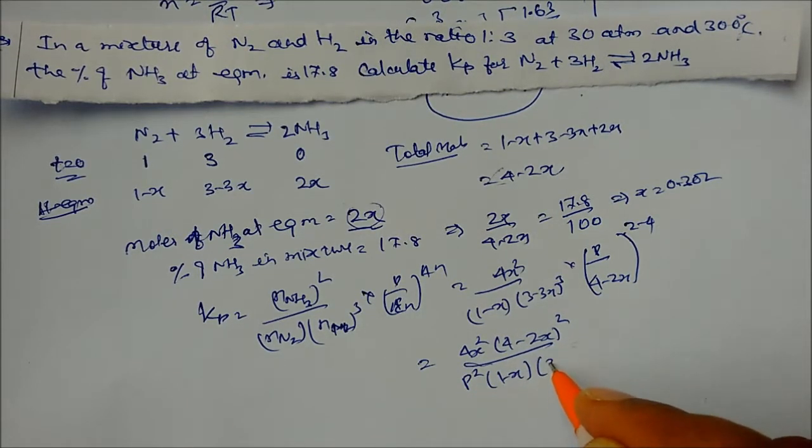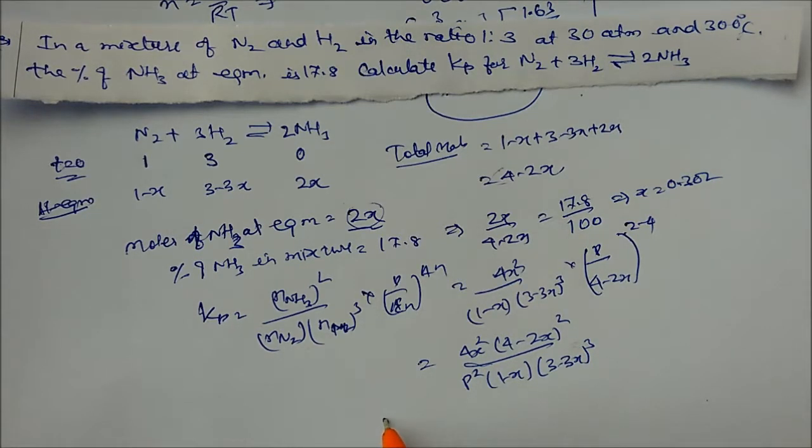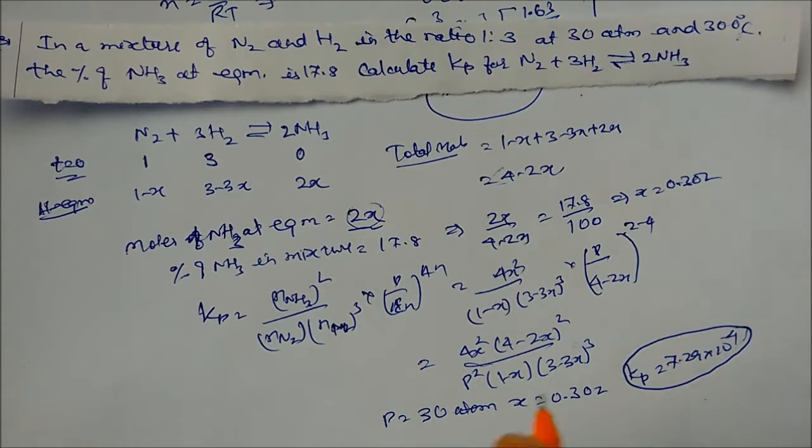Already I have calculated, so I am doing this fast, but if you solve it you will get the same value. So P will be your 30 atm and x will be 0.302. So the Kp value will be 7.29 into 10 to the power minus 4. So this is the value of Kp we need to know.